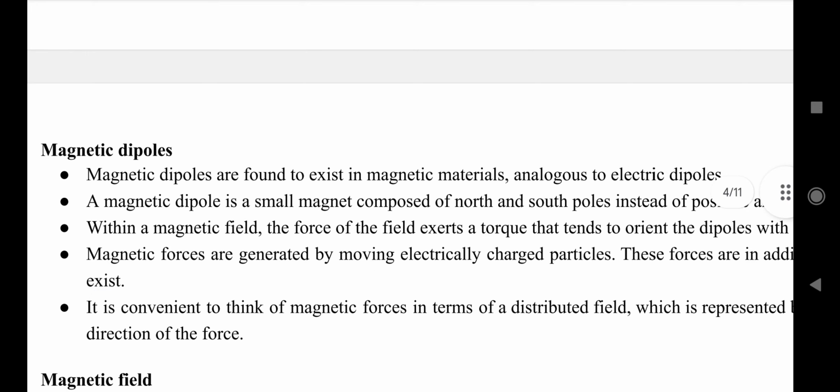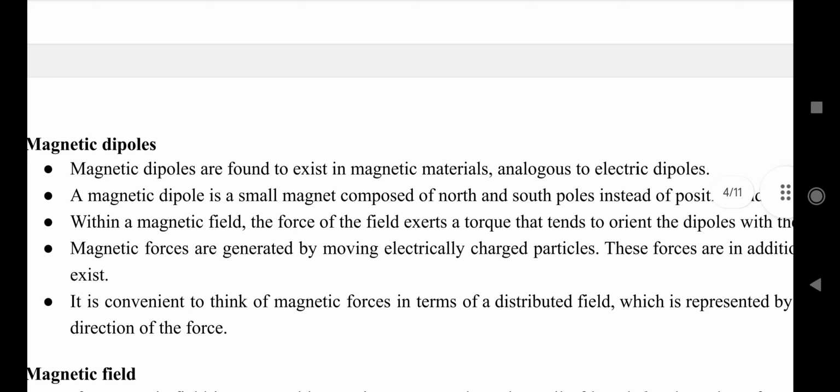Now what is a magnetic dipole? A magnetic dipole is very similar to an electric dipole. The electric dipole, when we say, has a positive and a negative terminal, correct? In the same way, the magnetic dipole has a north pole and a south pole. It is analogous to the electric dipole. So in a magnetic field, the force of the field exerts a torque that tends to orient these dipoles along the field or with the field.